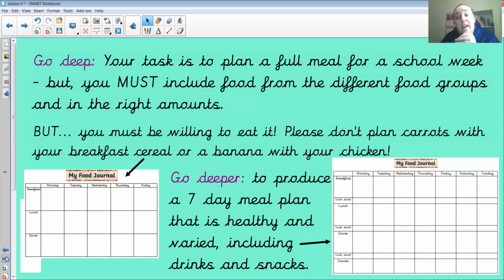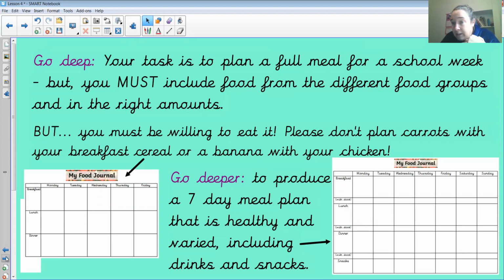Now, there is a catch. You've got to be willing to eat what you plan. So please don't put carrots in your breakfast. Please don't put chicken in your cereal bowl. That's not really going to be very nice, is it? I certainly wouldn't eat that, I don't think.